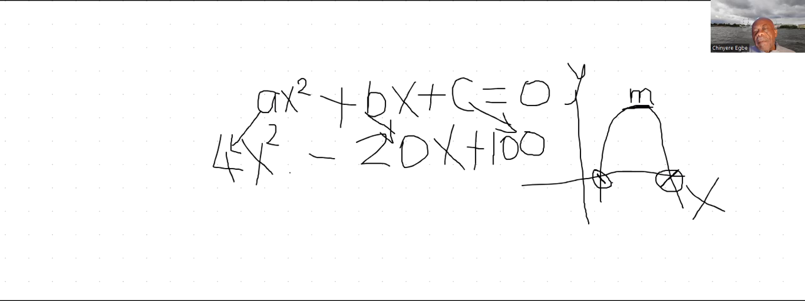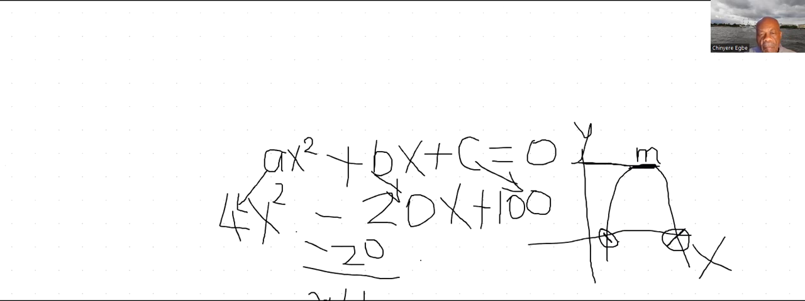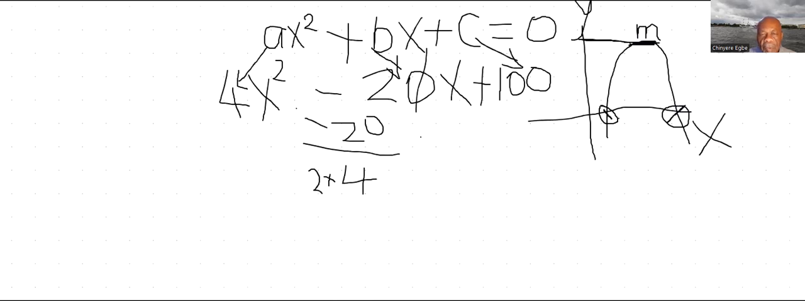How about the maximum of the function? What is the maximum value of Y? This is where you use minus B over 2A, that is minus 20 over 2 times 4. Okay? Like I said, this is an arbitrary function. So this is equal to your minus B over 2A. You get it?